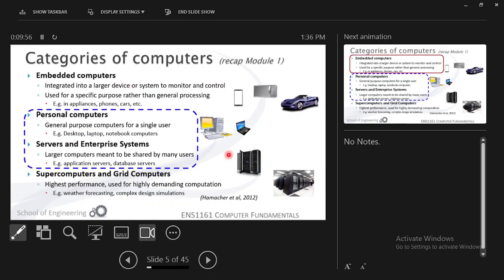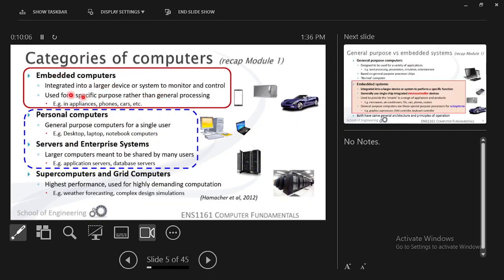So basically, we have personal computers and server computers that we use in day to day life. Next, the embedded computers. These are much more related to IoT related stuff nowadays. You need to understand embedded is mostly covered under IoT, and supercomputers and grid computers are mostly covered under cloud computing. But still, we have personal computers and servers and enterprise systems.